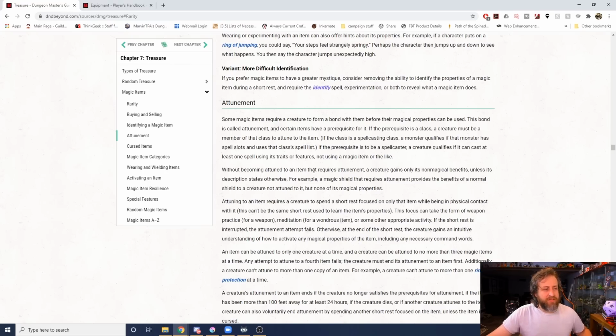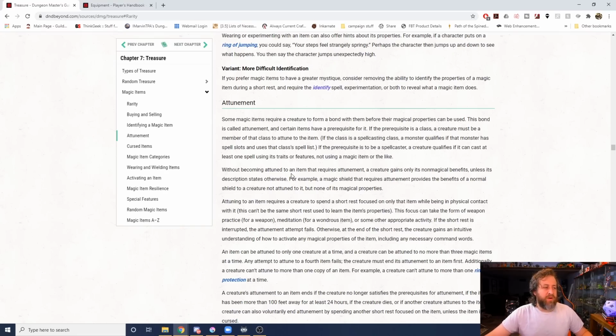Without becoming attuned to a magic item that requires attunement, they only gain its non-magical benefits unless its description says otherwise. For example, a magic shield that requires attunement provides the benefits of a normal shield, but none of its magical benefits. There are some items that tell you you get this, but then if you attune to it, you get something better. The one that I can think of off the top of my head is Harzaron, or whatever it is, from Hoard of the Dragon Queen, the black greatsword.